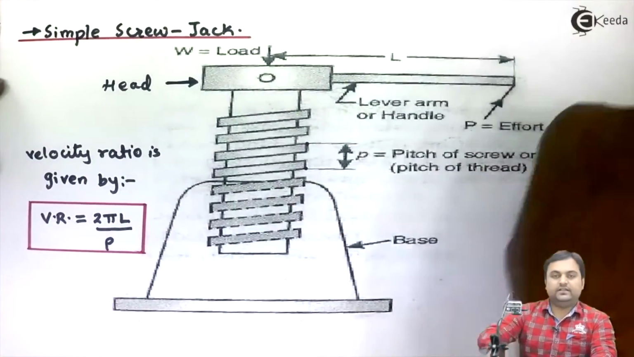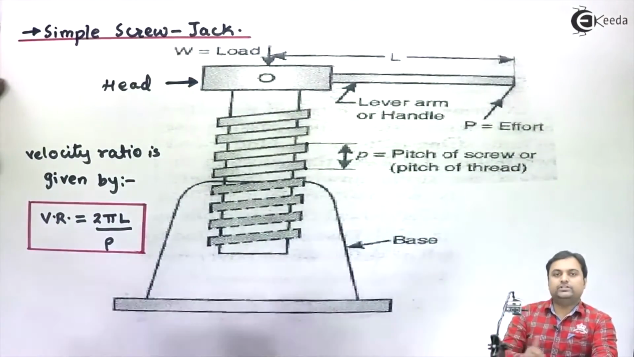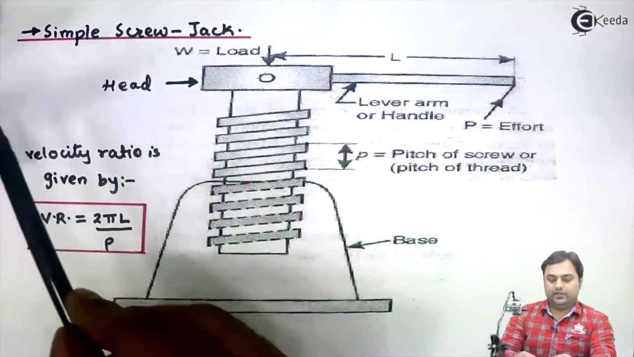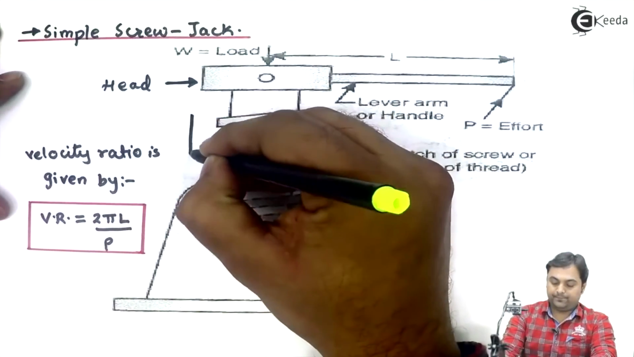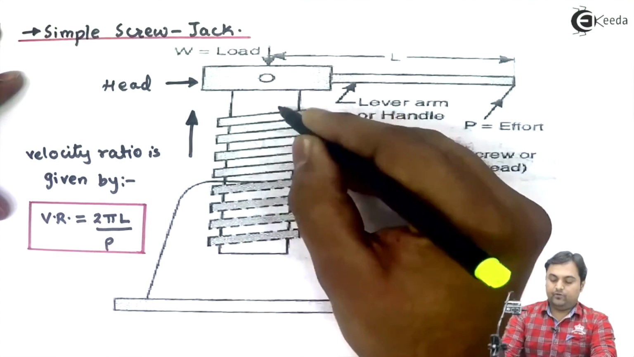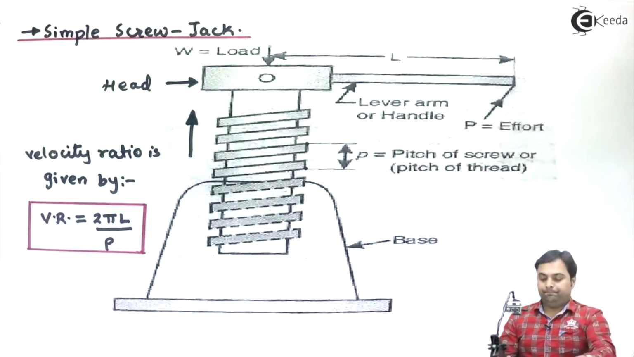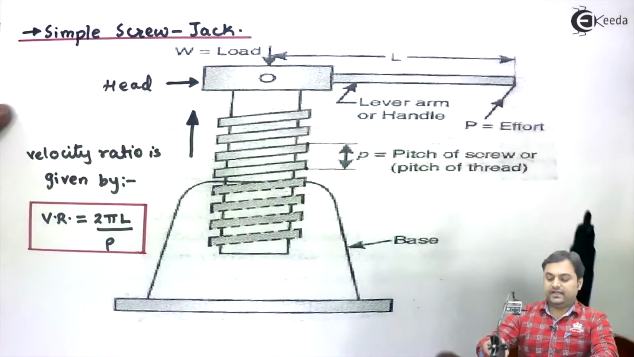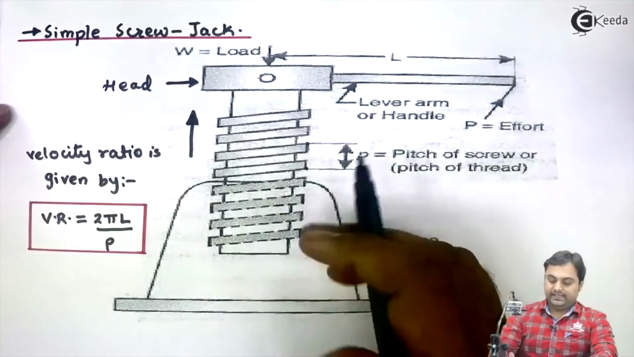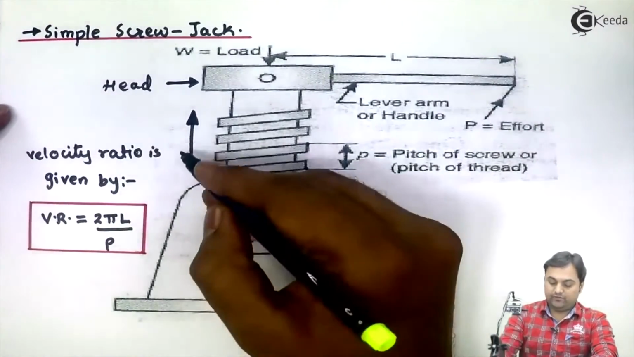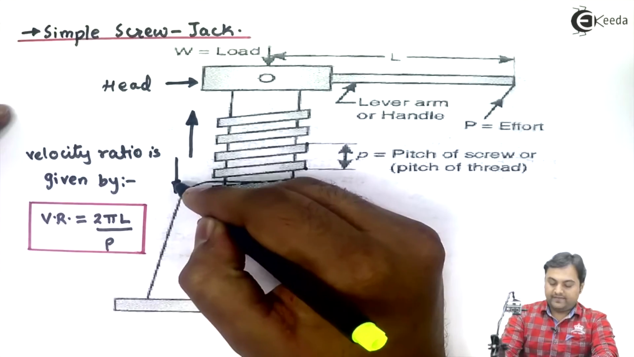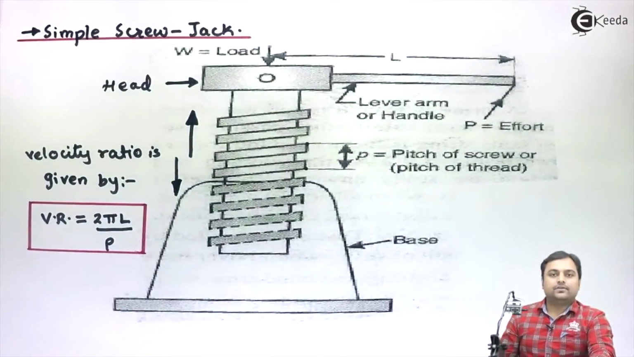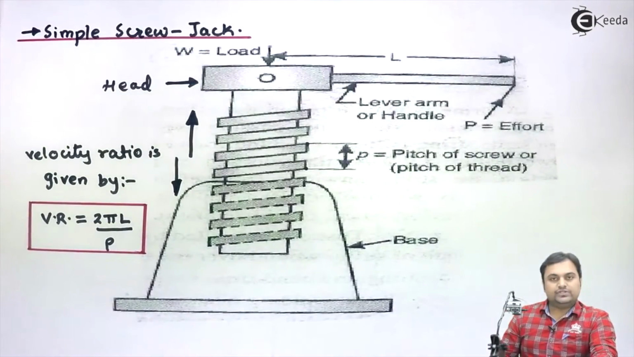So once the handle gets rotated, this screw will turn, and in turn this screw, when it rotates, it will also move up, and by moving up it would be lifting the load. Similarly, if we want to bring the load down, then we would be rotating this handle in the opposite direction, and the screw thread, when it rotates, now it will come down, and when the screw thread moves down, the load also comes down. So this is the functioning of screw jack.